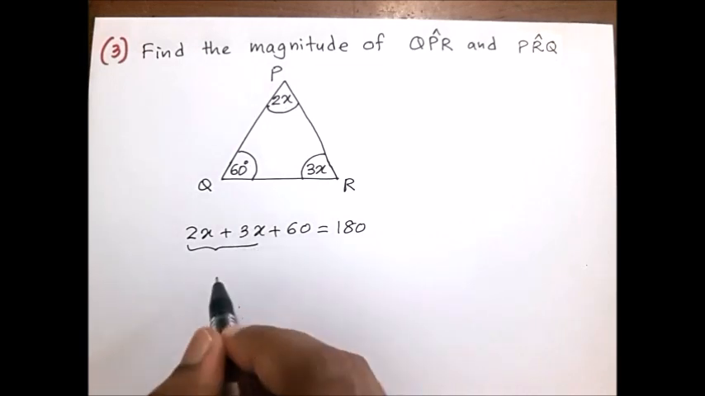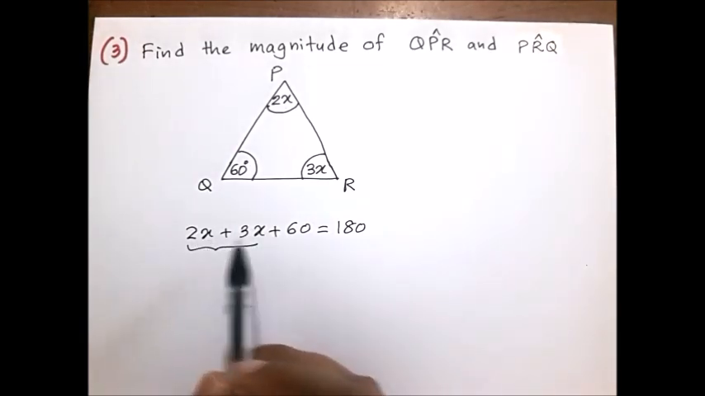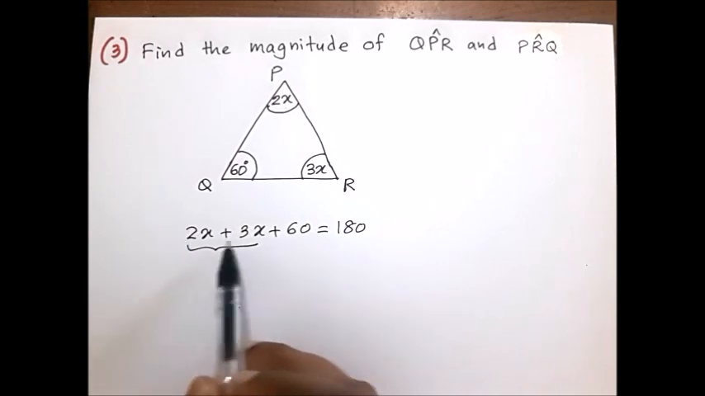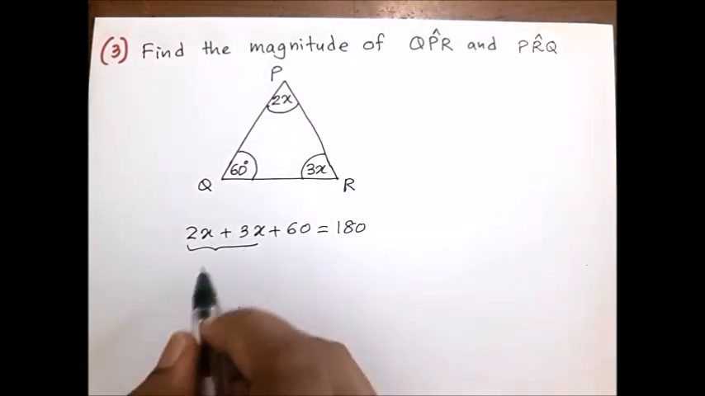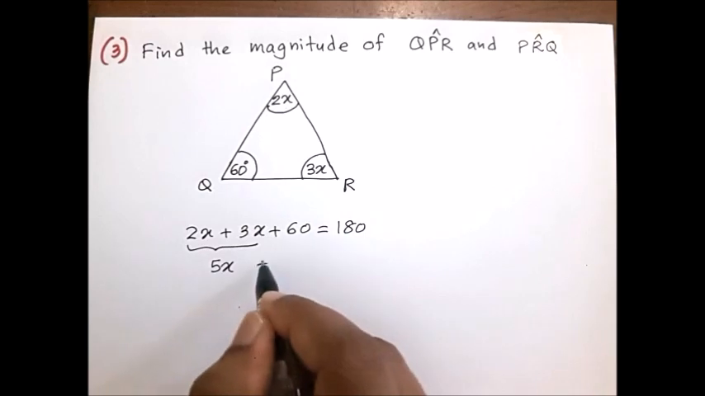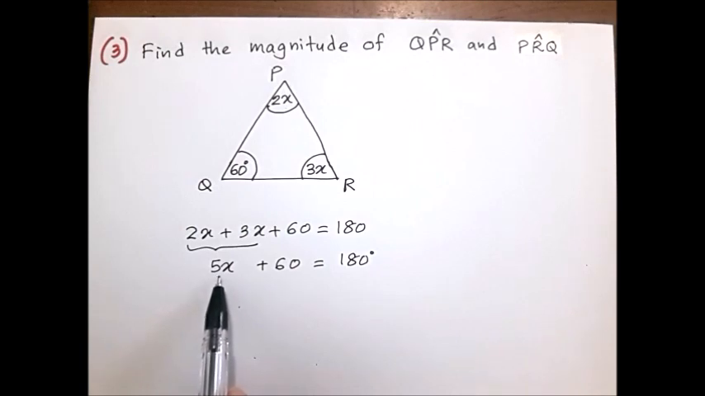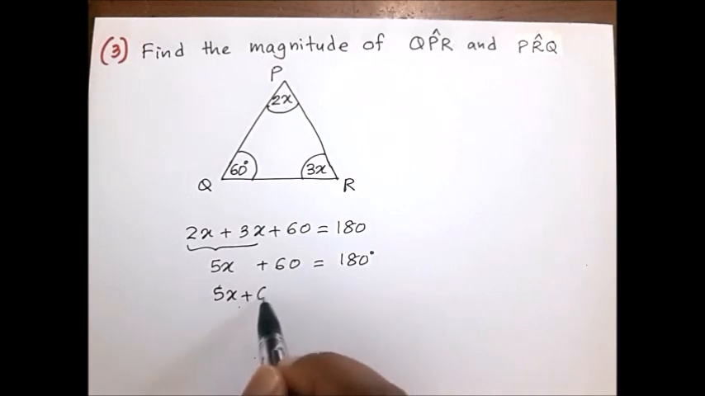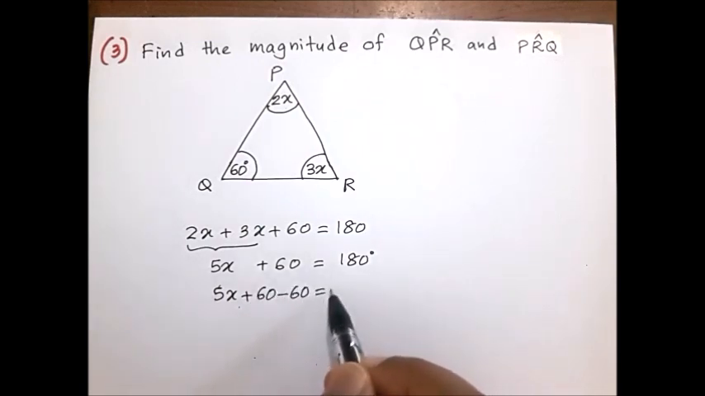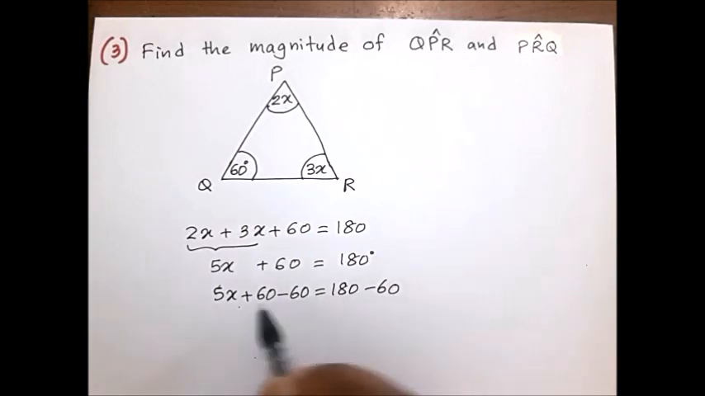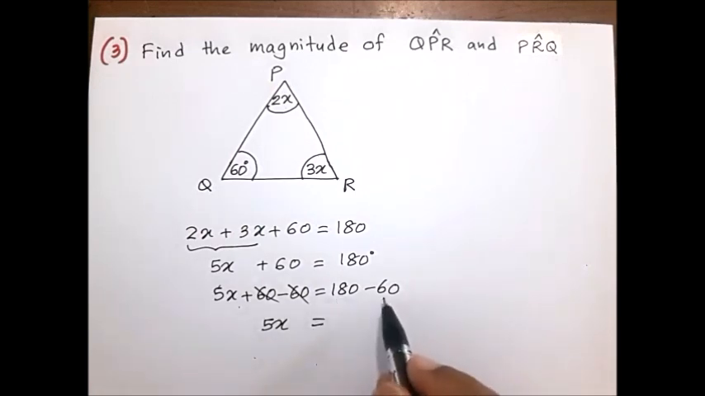Now 2x plus 3x. Here these two are like terms. So you have to add their coefficients. 2 plus 3 is 5. It is 5x plus 60 equals 180. To find the value of x, first you have to remove plus 60 from this side. To remove plus 60, subtract 60 from both sides. Then you can cancel plus 60 and minus 60. It remains 5x on the left side. 180 minus 60 is 120 degrees.